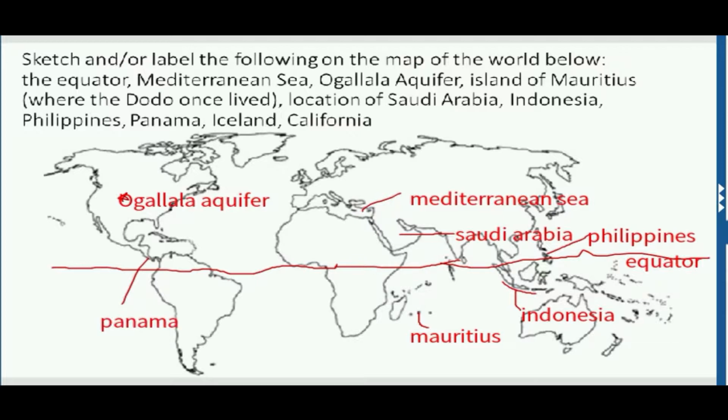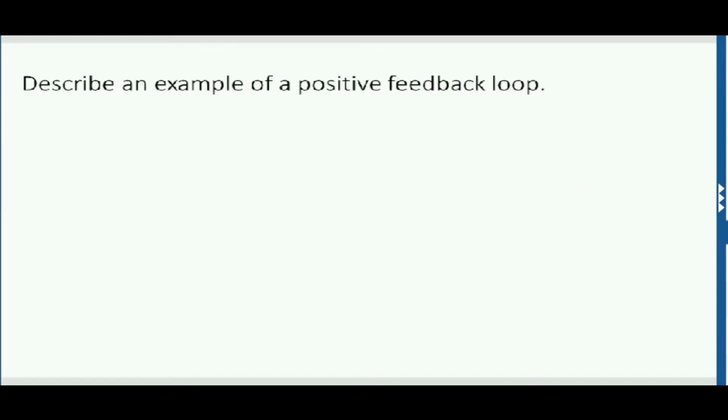Iceland. Right here. And California is over here. We know California. They like to list California because that's where supposedly Fremont is located, and that's where a lot of the FRQs talk about. Okay, so a positive feedback loop.